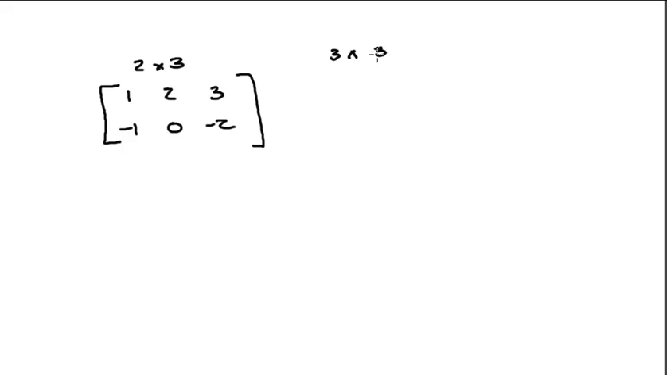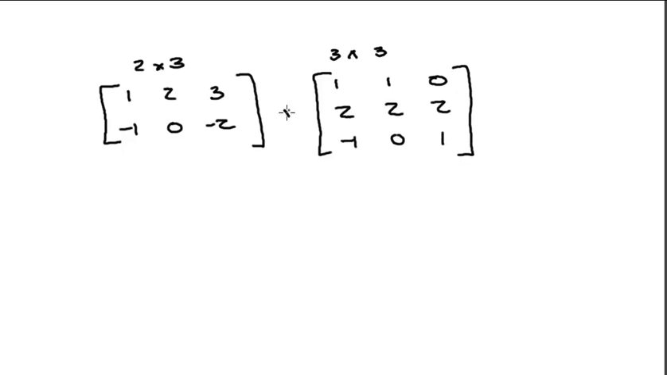Okay, let's do another matrix multiplication. Here I'm going to have a 2 by 3 matrix, and so that'll be 2 rows, 3 columns. So I'll put 1, 2, 3, negative 1, 0, negative 2, 2 by 3, and I'm going to multiply that by a 3 by 3 matrix. So 1, 1, 0, 2, 2, 2, negative 1, 0, 1. Now I'm going to multiply these two matrices together.